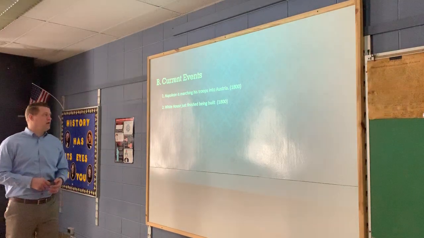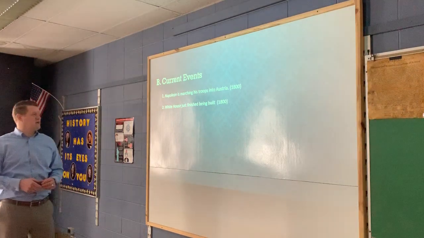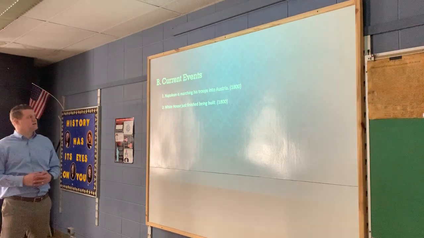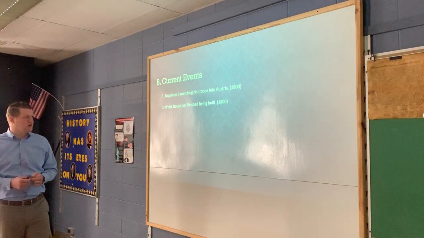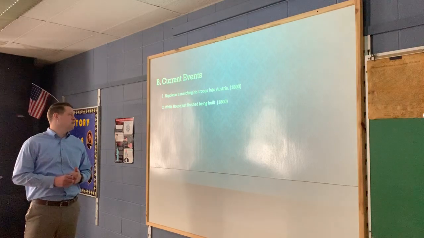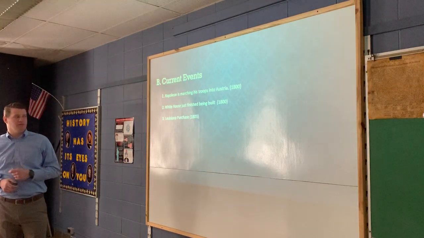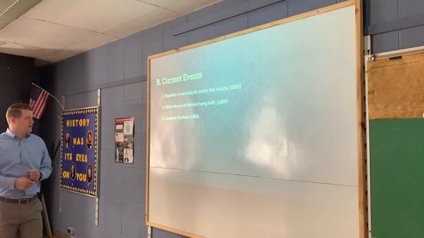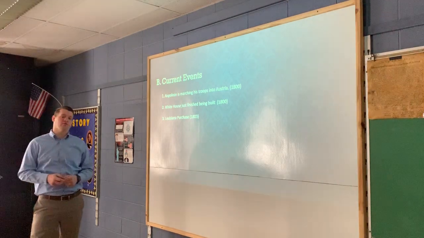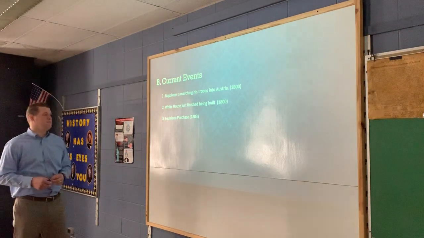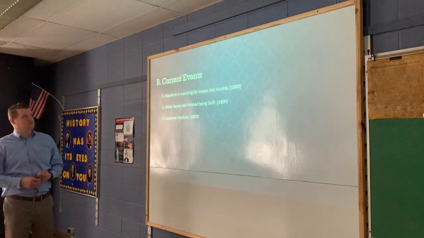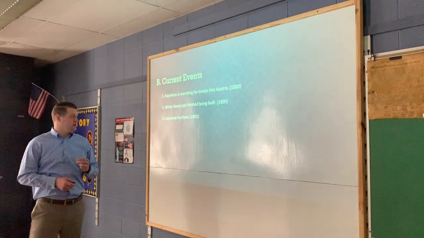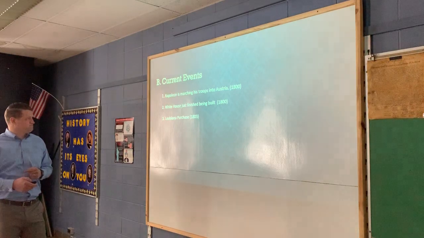Current events. This is what's going on on the world stage at the time of this event that we're learning about. Napoleon is marching his troops into Austria. This happened in 1800. The White House just finished being built, also 1800, and the Louisiana Purchase in 1803. This gives us a good sense of where we are in the timeline.